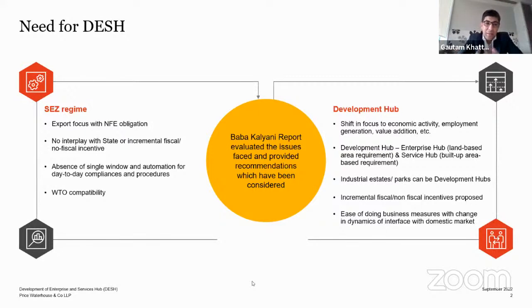Now, in light of these four challenges, we need to look at the new DESH bill or SEZ 2.0 law, which is being proposed. Before I get into the law, what is also relevant to note is that there are three pillars against which the government is framing this legislation. And these three pillars are refocus, simplify, and evolve.